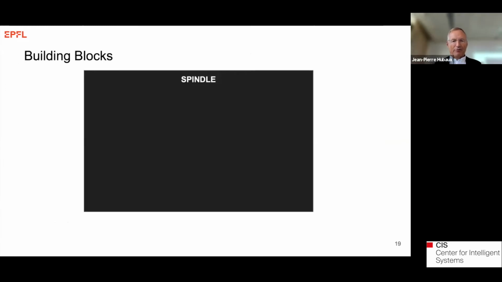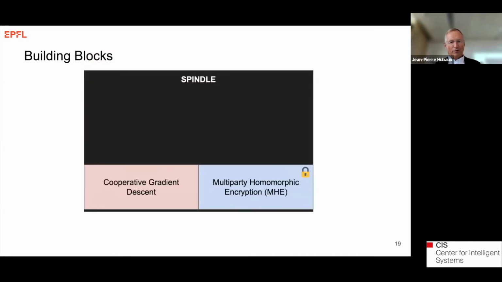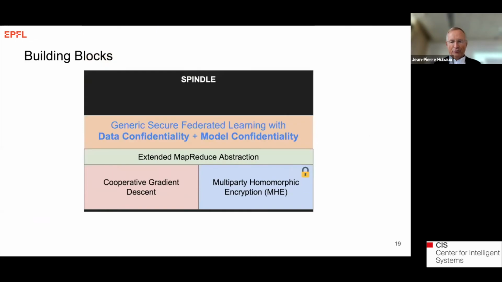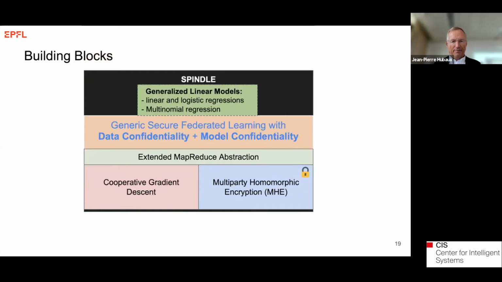So to sum up, Spindle is going to be comprised of the building blocks that we have seen, and will provide the solution to the problem that I have mentioned. And essentially it supports GLMs, so regressions of all kinds.